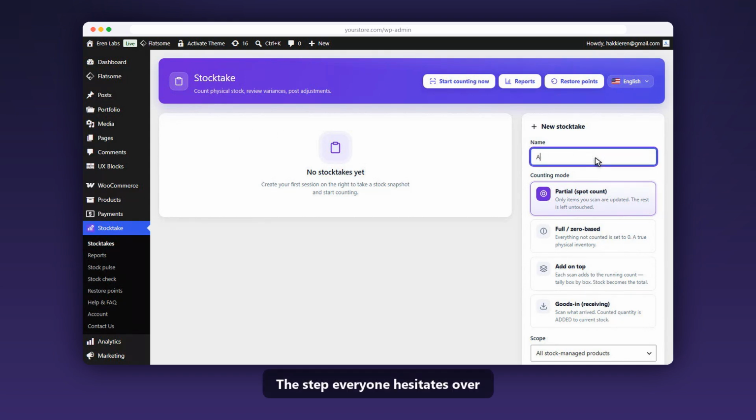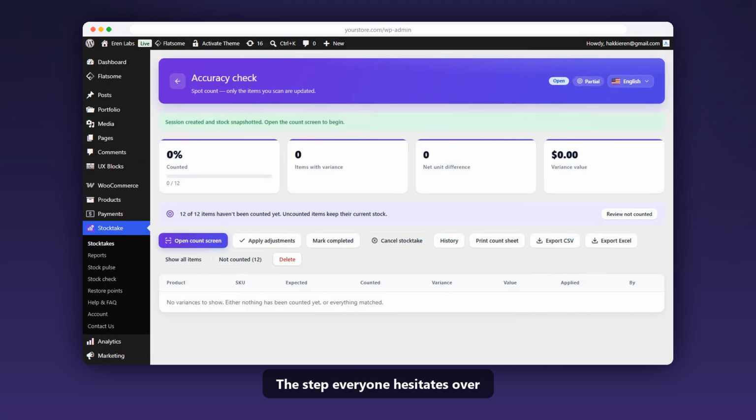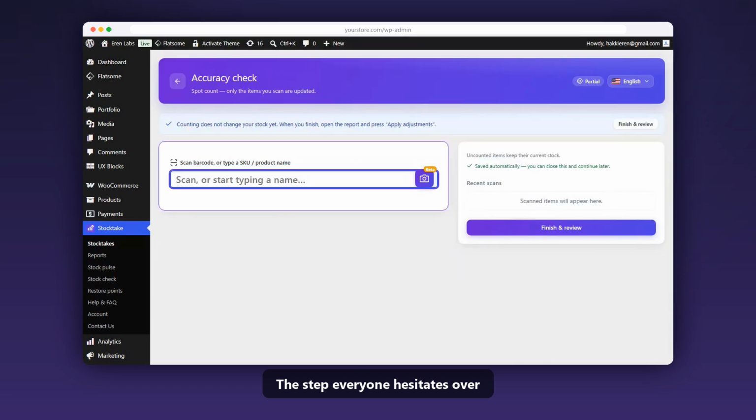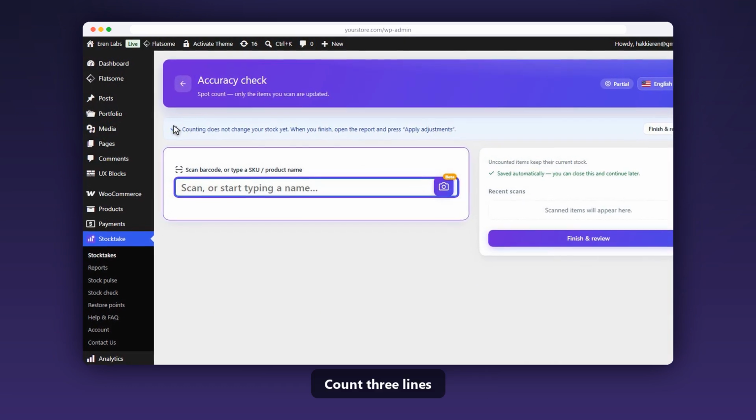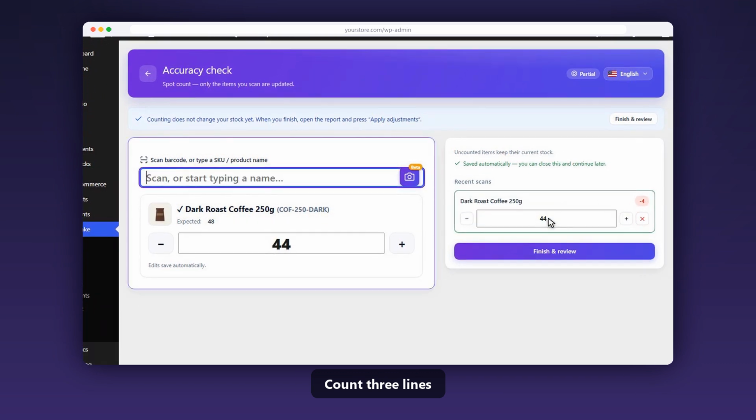Writing counted numbers into live stock is the step everyone hesitates over. A miscounted shelf becomes a wrong product page, and customers see it. So, account. 3 lines, scanned and corrected on the list.